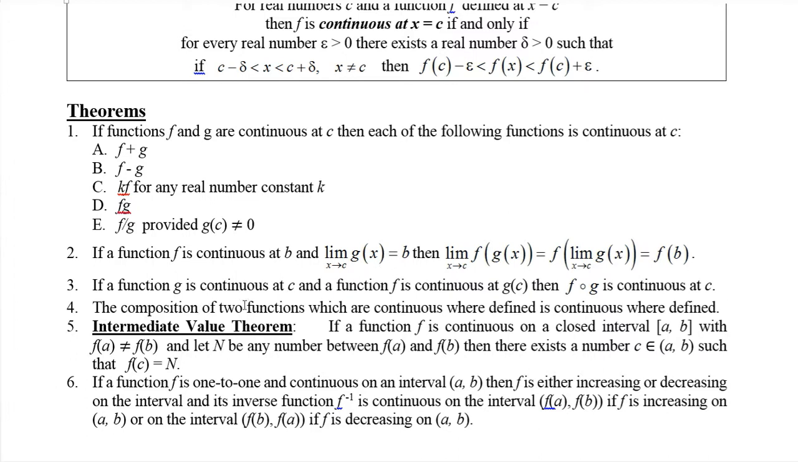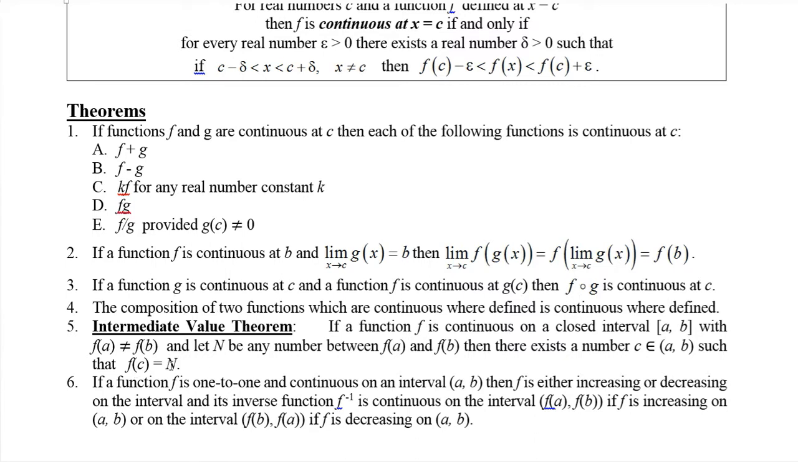And number 4, the composition of two functions which are continuous where they're defined is also continuous where it is defined. That's number 4, basically the same thing as 3, but just saying if this C is at any point where they're defined, then that's going to apply here.